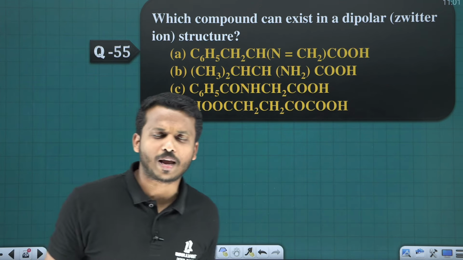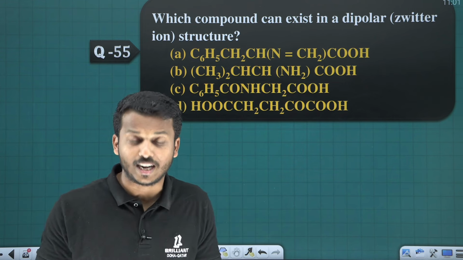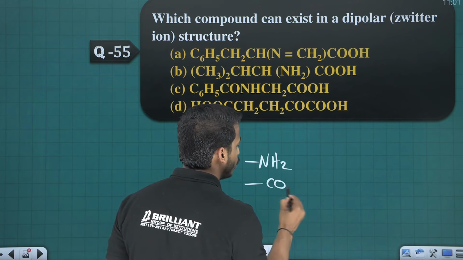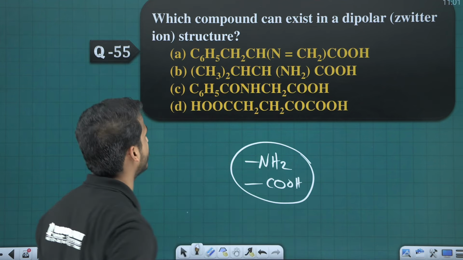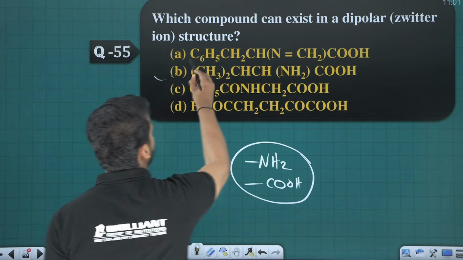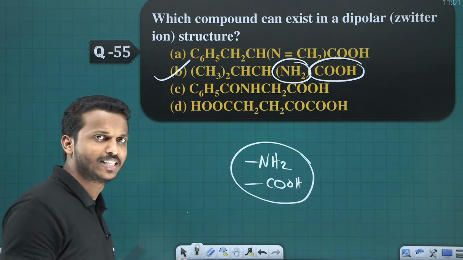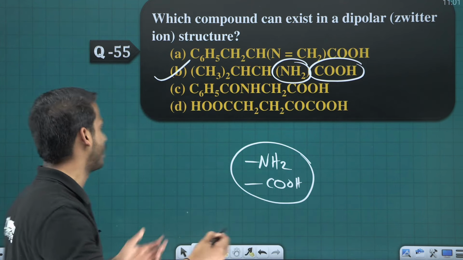Zwitter ion is given by what? Amino acid. Amino acid contains which groups? NH2 group and COOH group. Check where this group is present, all NH2. That is option B, that contains both NH2 and COOH group. That is an amino acid. It can exist in zwitter ion.